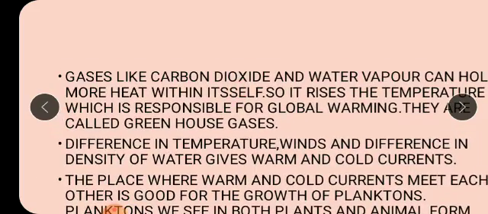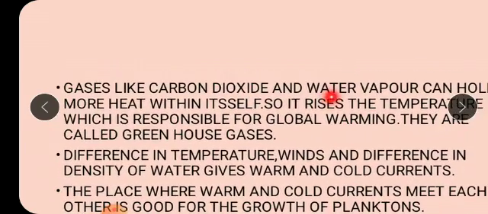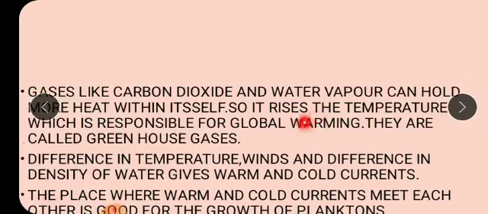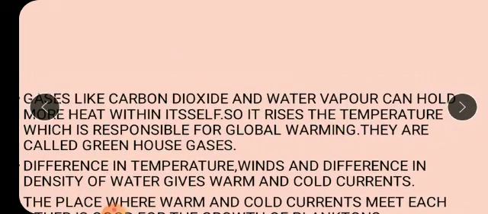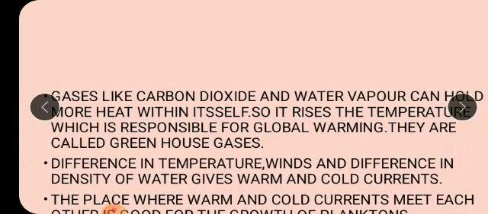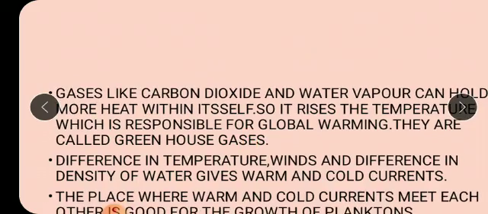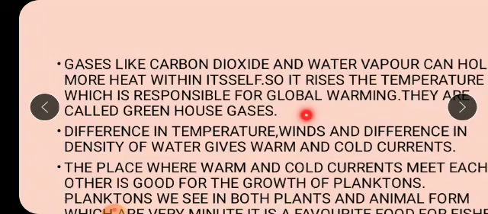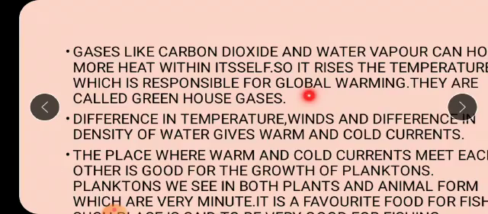What is the speciality of these gases? Carbon dioxide and water vapor can hold more heat within themselves, more heat, more temperature, very hot, isn't it? They can absorb more heat, and that's why it increases the temperature. That's why these gases raise the temperature, which is responsible for global warming all around the earth. They are called greenhouse gases. Okay, they are increasing the temperature day by day. This is a major issue nowadays, global warming.